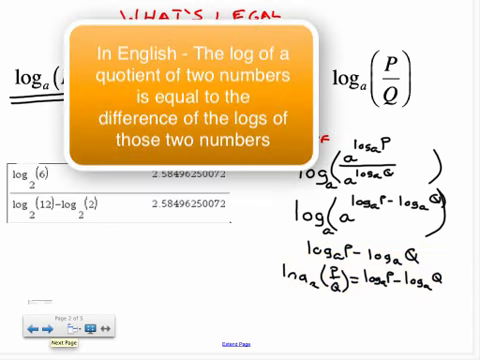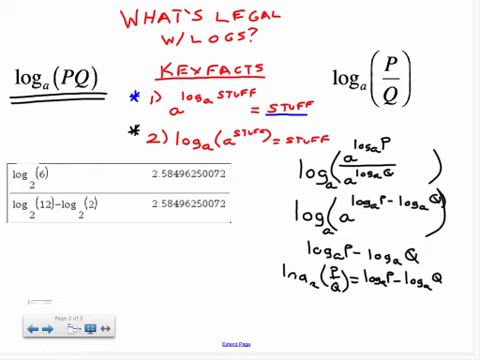Here's a quick snapshot from the calculator. Again, we're going to use log base 2 of 6, which is 2.58496. I could think of 6 as 12 divided by 2. So you can see the expression for log base 2 of 12 minus log base 2 of 2. And lo and behold, we get the same numerical answer.